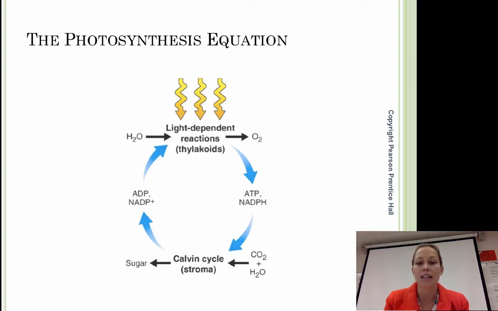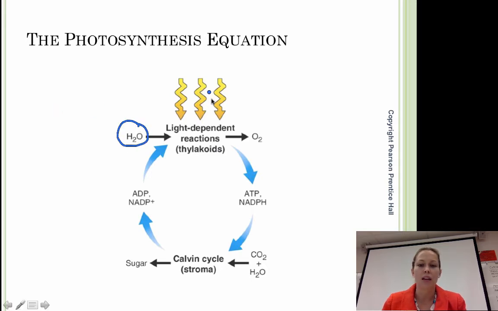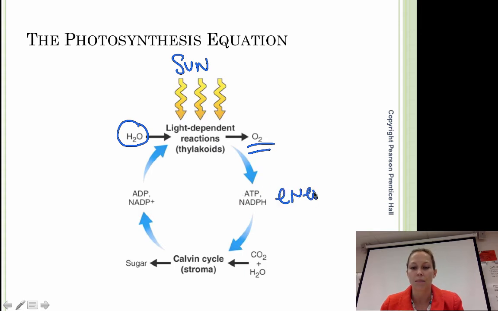And you can see that the light-dependent reactions take in water, which is right here. They use light from the sun, and the light-dependent reactions end up producing oxygen. They also end up producing ATP and NADPH, which are energy carriers. And those energy carriers are used to fuel the Calvin cycle.